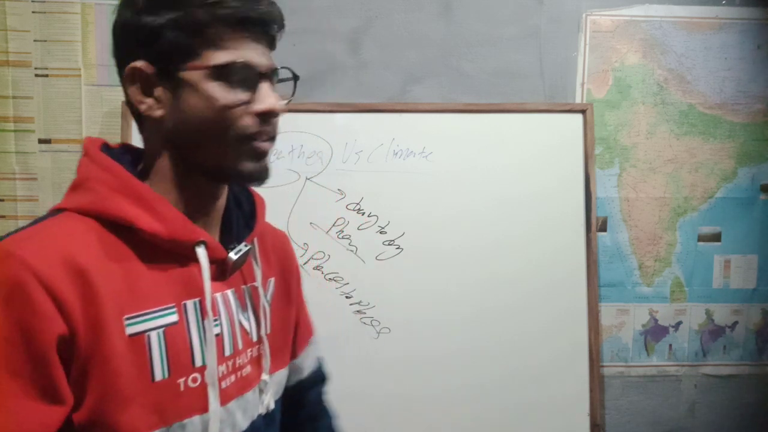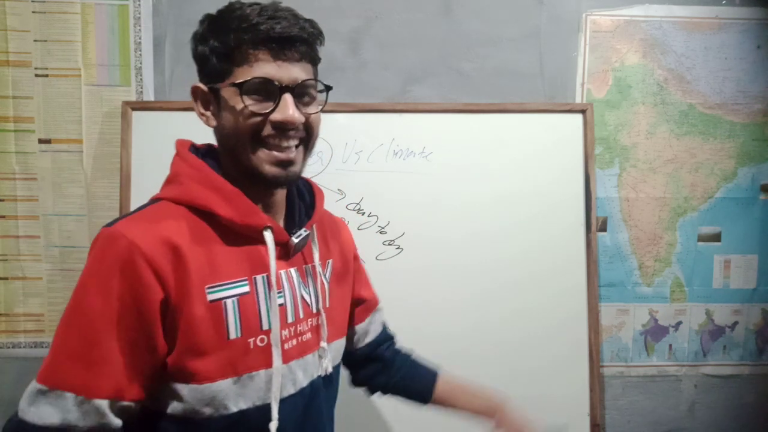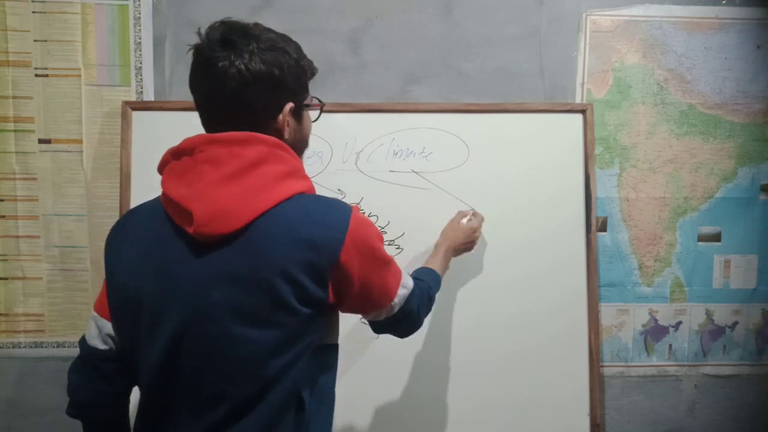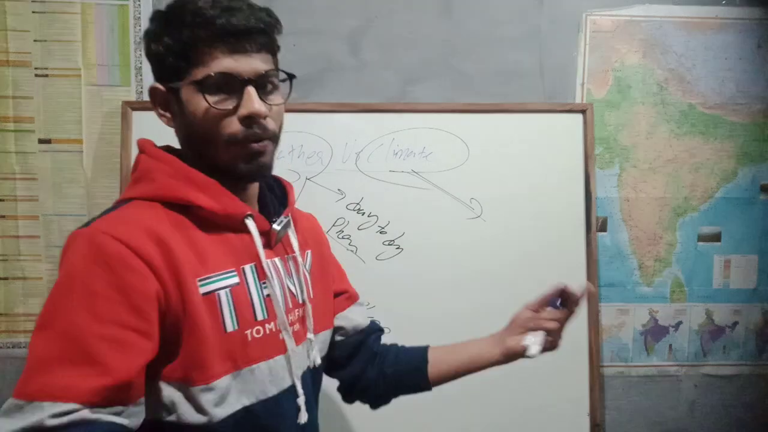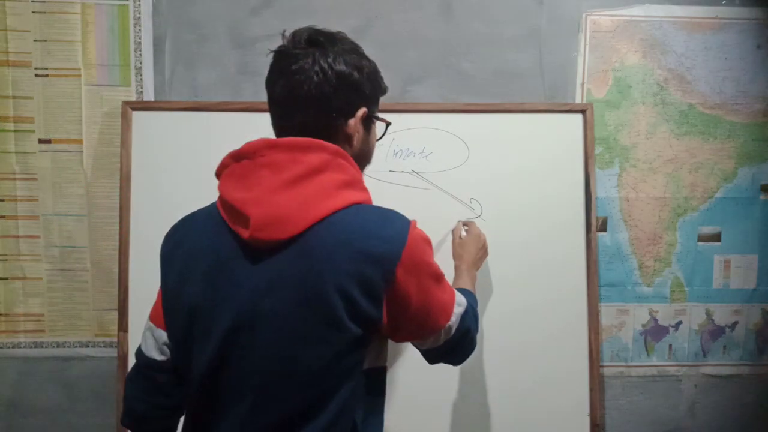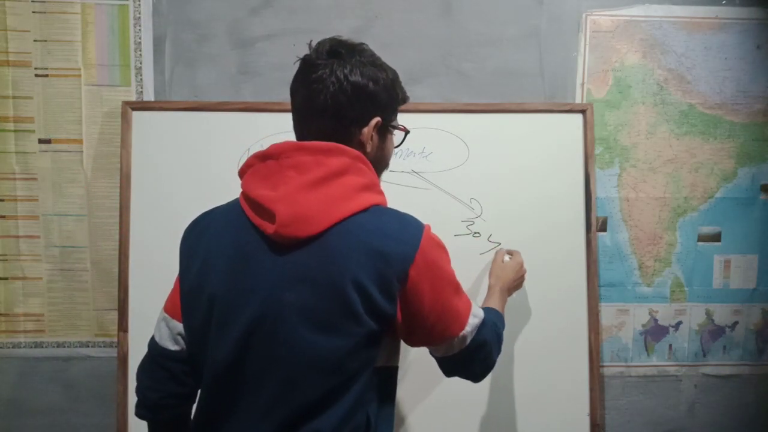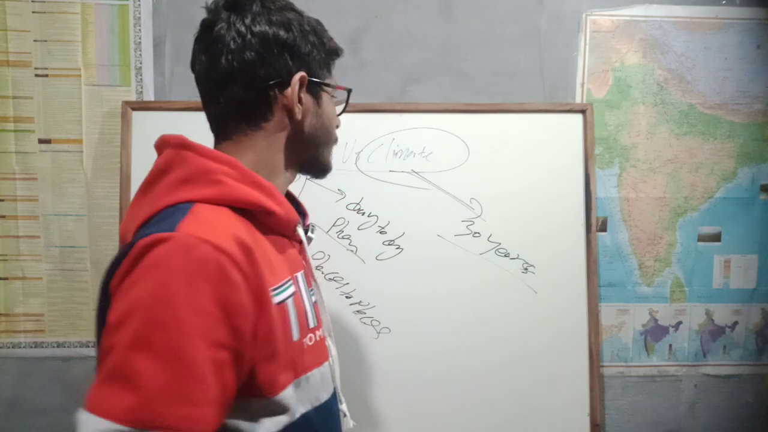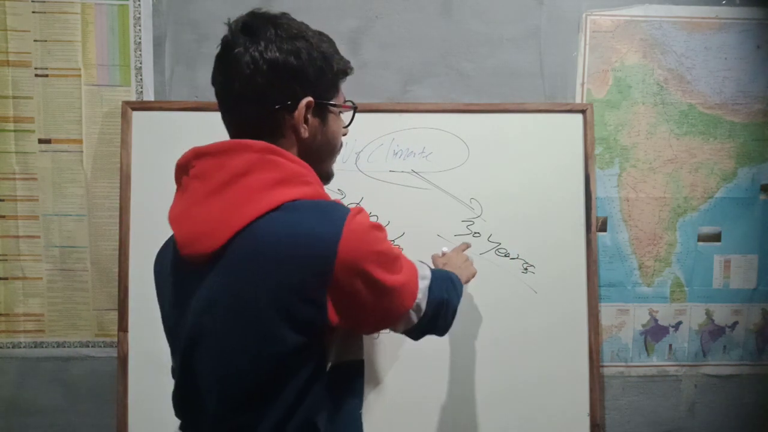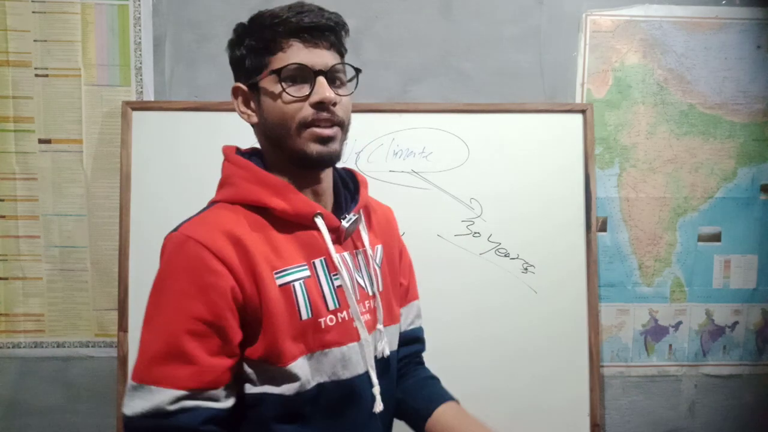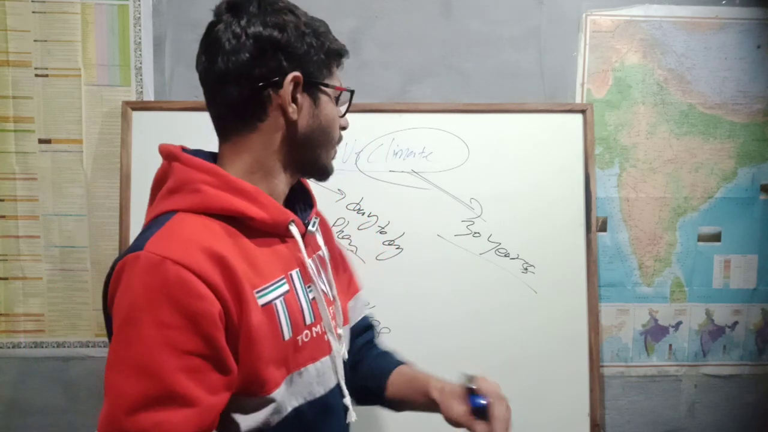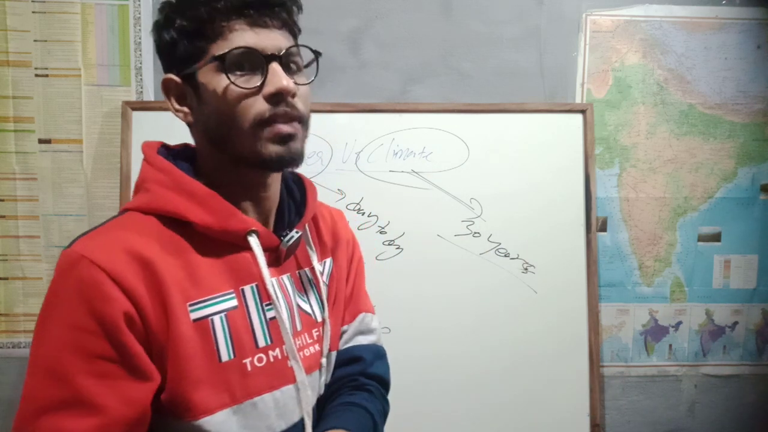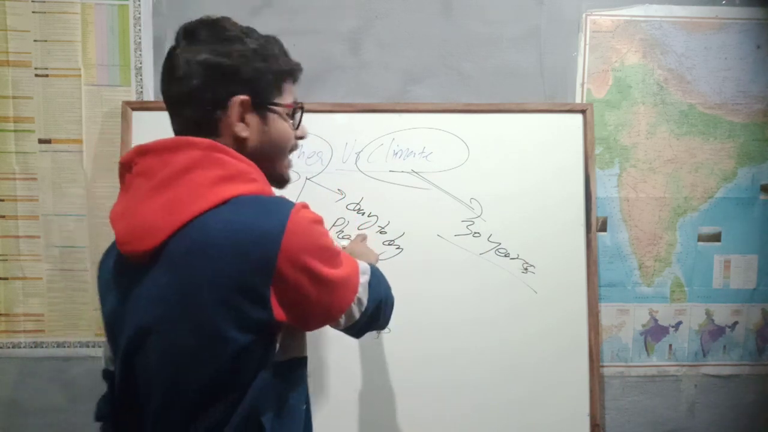We say weather like that. And climate is the average atmospheric condition of, let's say, the last 30 years. So this is the main difference. Here we take the climatic conditions of the last 30, 40 years and take the average of that. But weather is a day-to-day phenomenon.